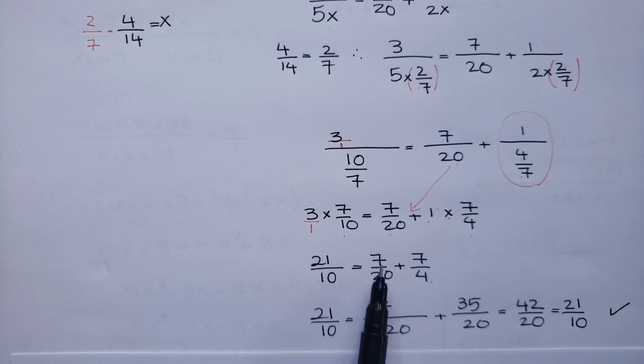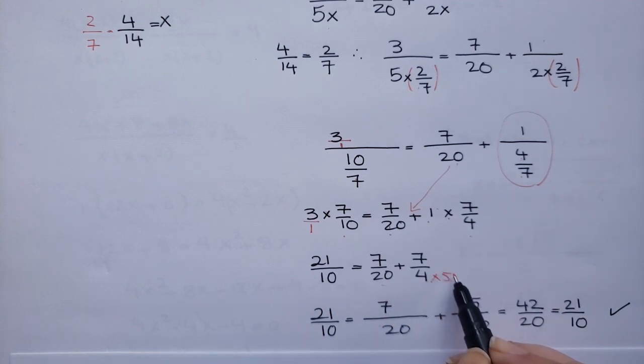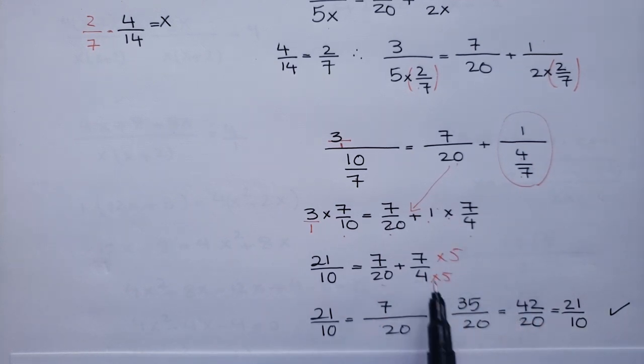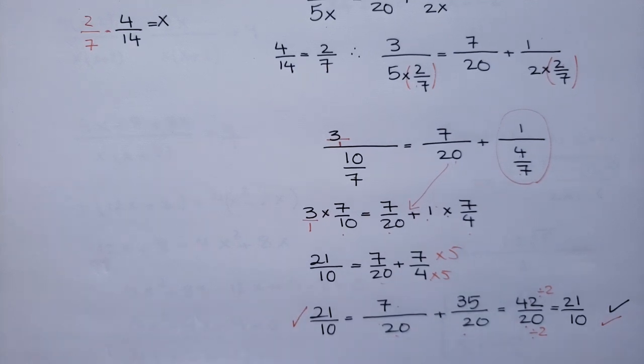So 20, the first fraction doesn't change, but the second fraction, as you can see, is multiplied by 5. So that would be 35 over 20. Now I can just simply add the two, 42 over 20. 42 over 20 can be simplified both by 2, 21 over 10 on this side. And as you can see, even this side, it's the same thing, which means you are on the right track.